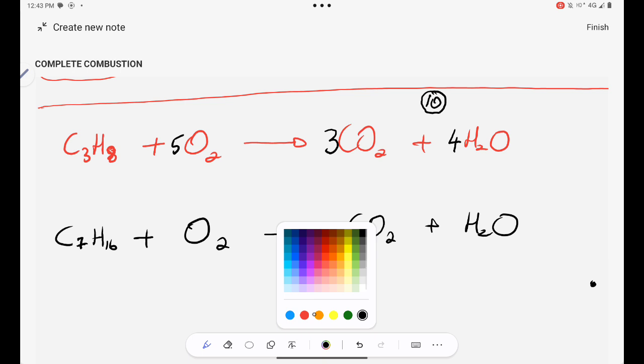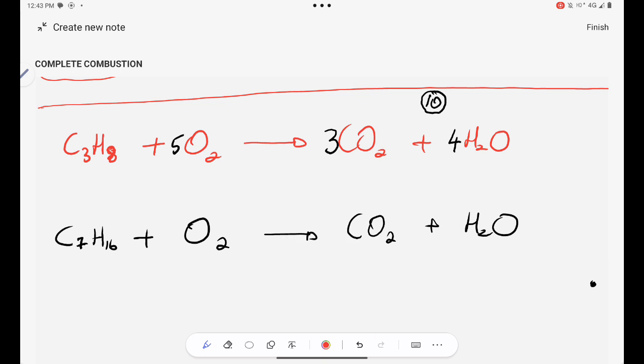I try to improve my handwriting. Okay, there are 7 carbons on the left. I only have 1 carbon on the right. For me to have 7 carbons on the right hand side, I just need to have 7 as my stoichiometric coefficient for carbon dioxide. How many hydrogens do I have on the left hand side? I have 16. But on my right hand side I only have 2. For me to have 16 hydrogens on my right hand side, I just need to multiply it by 8.